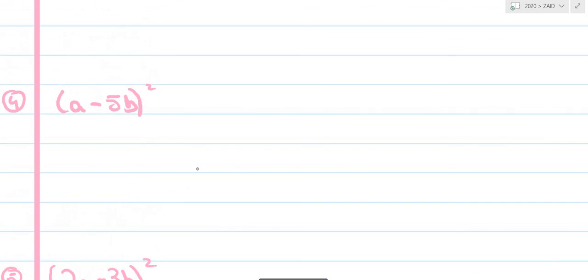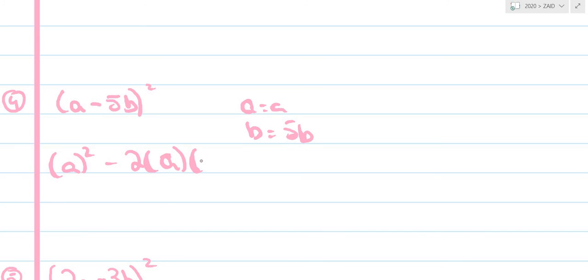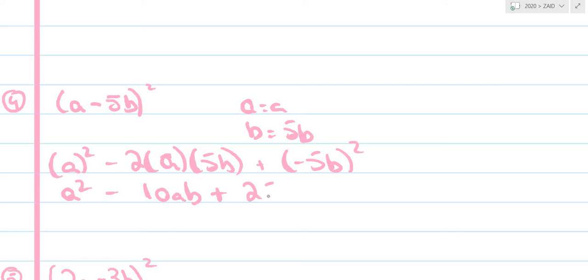Moving on to the second type of identity. In this case you would consider a as a and b as 5b. Therefore a whole square minus 2 multiplied by a multiplied by 5b plus minus 5b whole square. Therefore your answer would be a square minus 2 multiplied by a is 2a and 2 multiplied by 5 is 10, minus 10ab plus the square of minus 5b is 25b square.